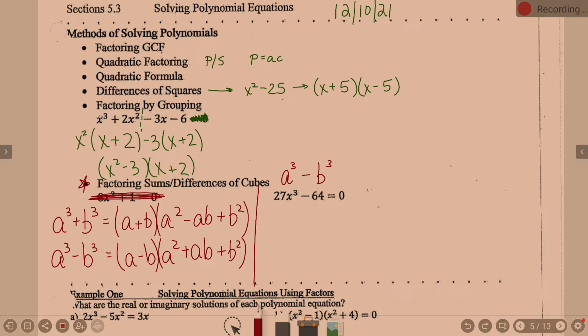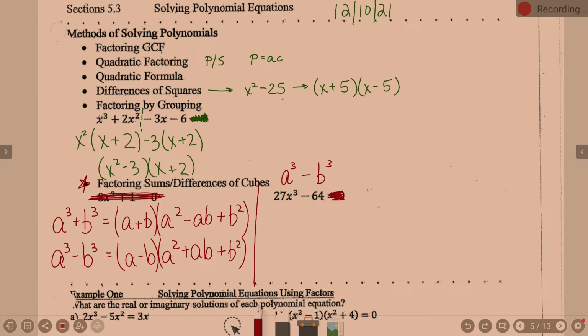Okay, so I want to look at this 27x cubed minus 64. And again, I'm not going to worry about the equal 0 part right now. I trust you guys know how to take a parenthesis and set it equal to 0. My concern is we need to know how to factor this, right? So, with this in mind, 27x cubed is a perfect cube, minus 64 is a perfect cube. And so this fits into the form of a cubed minus b cubed.